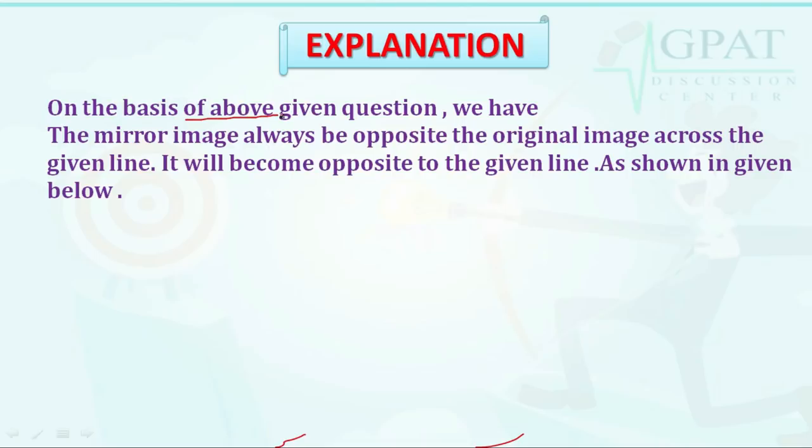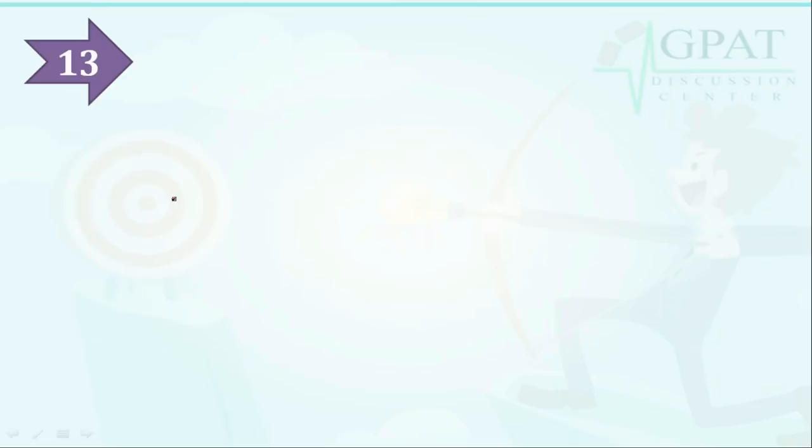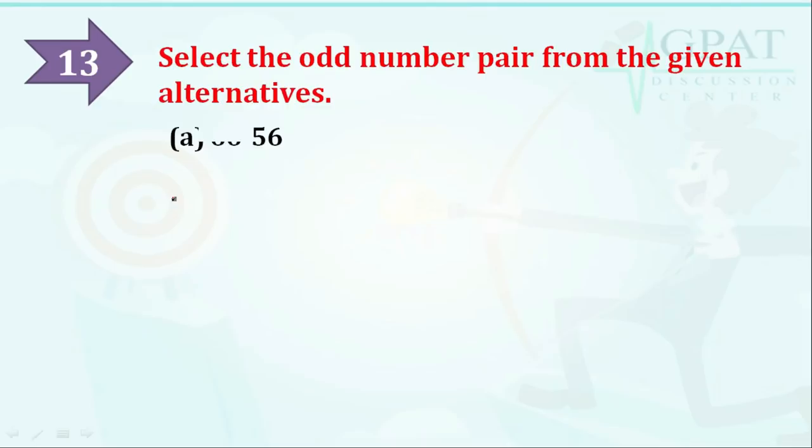And they're talking about the explanation on this, that on the basis of the above given question, the mirror image is always opposite to the original image across the given line, and it will become opposite to the given line as shown in the previous pictures. Next question is, select the odd number pair from the given alternatives.